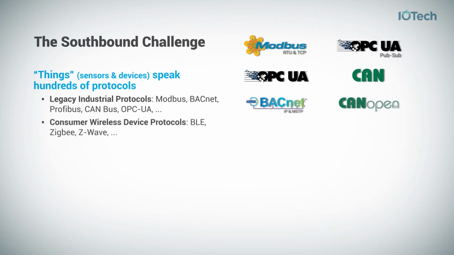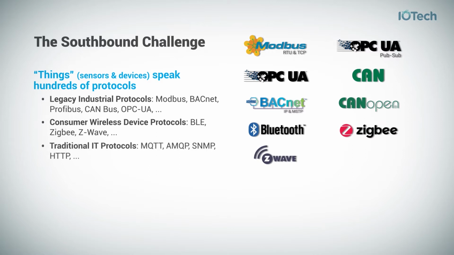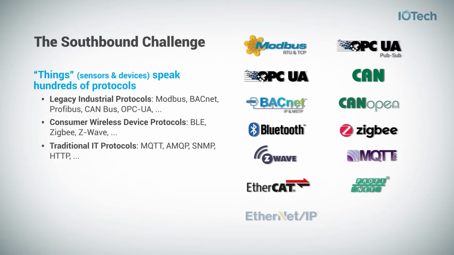Other protocols were created to take care of wireless needs. Many of these protocols, like BLE, Zigbee, Z-Wave, are used in consumer systems. And then, of course, there are traditional IT protocols that have been reused in IoT environments. Protocols such as MQTT, AMQP, for example. All of these communication protocols can be quite different from one another.